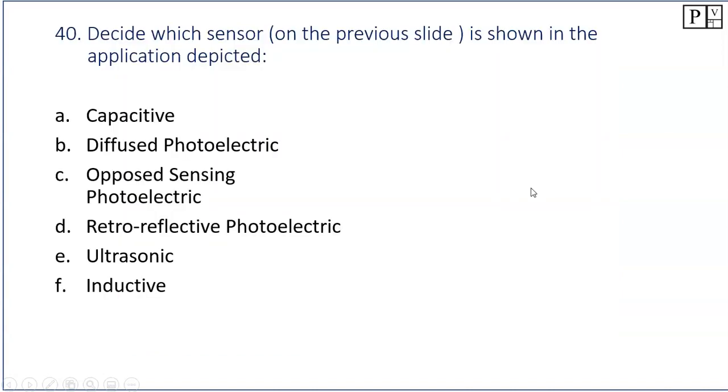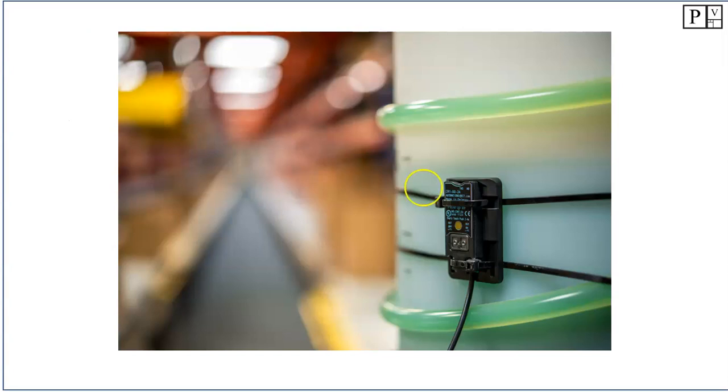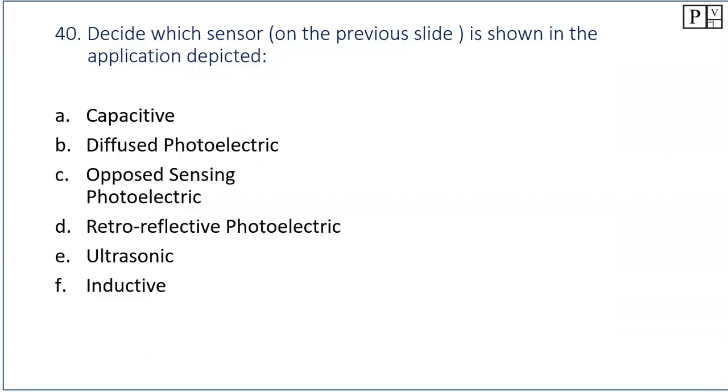So given these options right here, this one is the capacitive sensor. We would be able to reduce the sensitivity of the sensor so it no longer sees the tank wall, but is able to see inside the tank for liquid level sensing. We'll have a high and a low limit here probably.